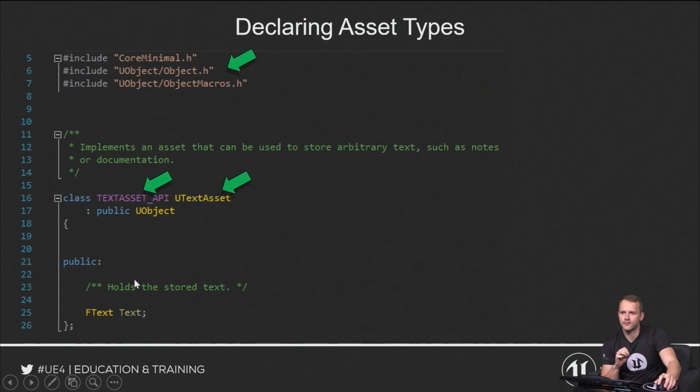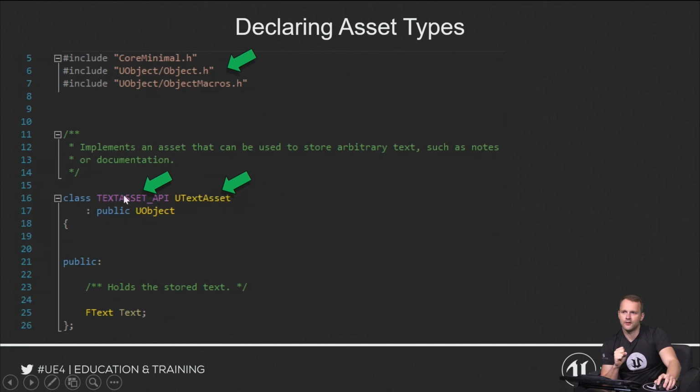UTextAsset derives from UObject and has a single field called Text. There are some header files we need to include because we're using some other types, such as UObject and also FText. They're declared elsewhere, so we have to include them.